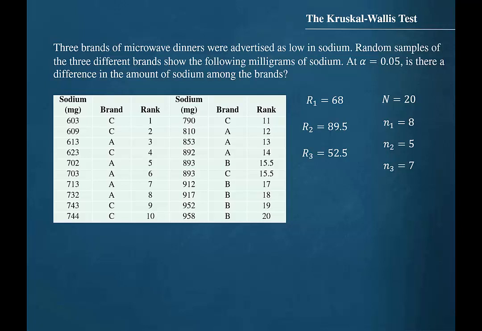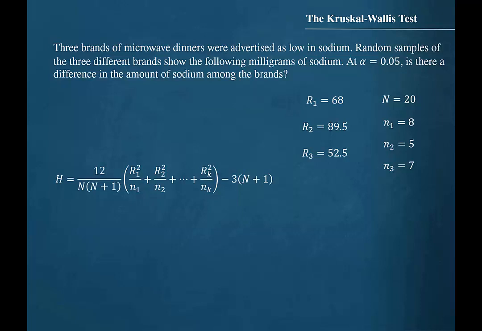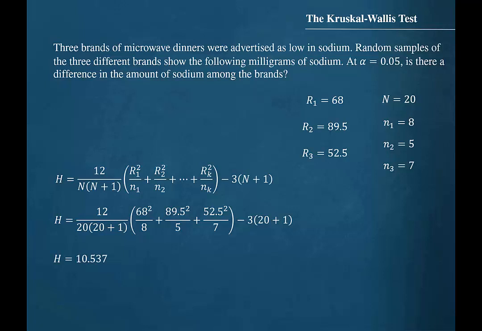We will use the uppercase N to represent the total number of samples in the entire dataset. N sub 1 will be the sample size for brand A. N sub 2 will be the sample size for brand B, and N sub 3 will be the sample size for brand C. The formula for the test value for the Kruskal Wallis test will utilize each of these values. Substituting these values into the formula, we find a test value of 10.537.